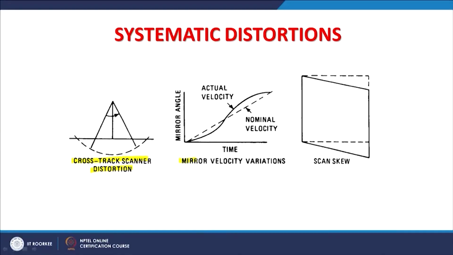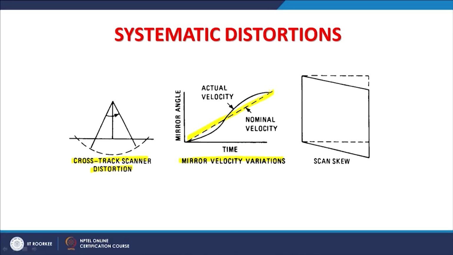Now, as I said, these were optomechanical satellites. So, there was also the velocity of the mirror, and that might be varying, and if it is not following the normal velocity path and if it is going like this, it may introduce geometric distortions.